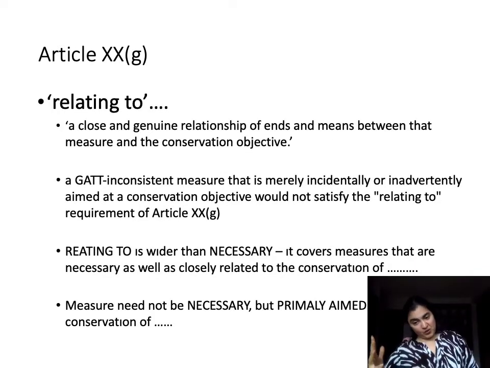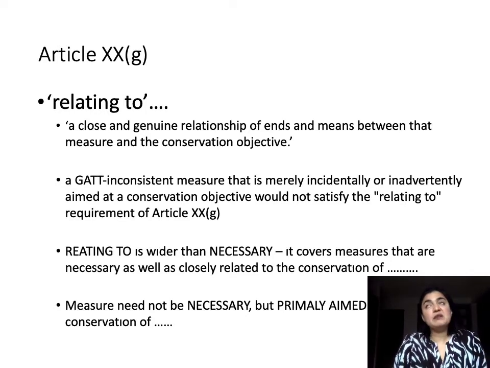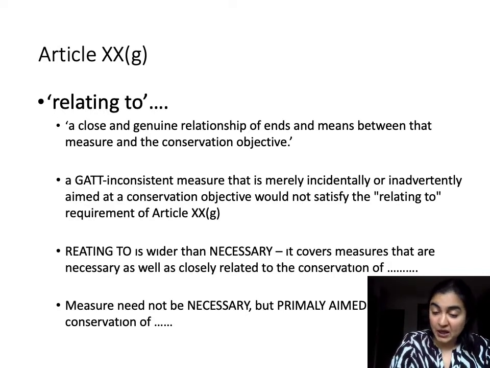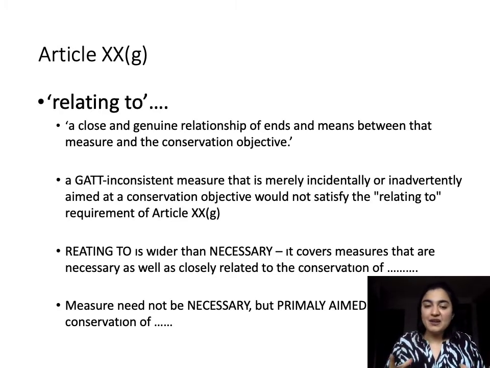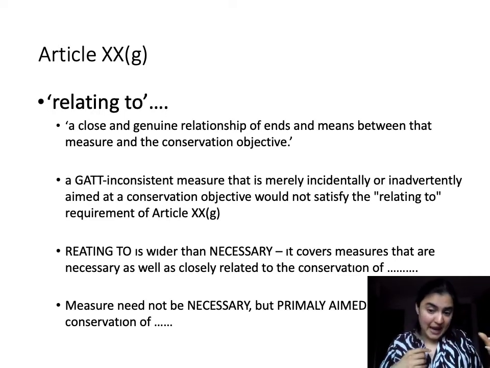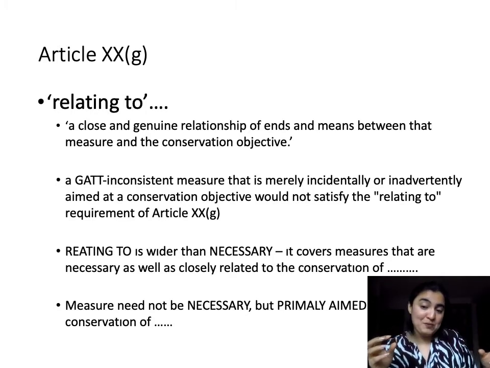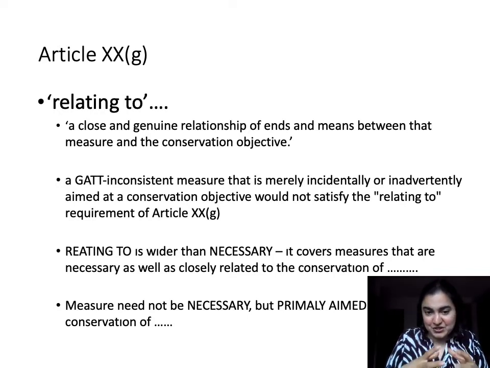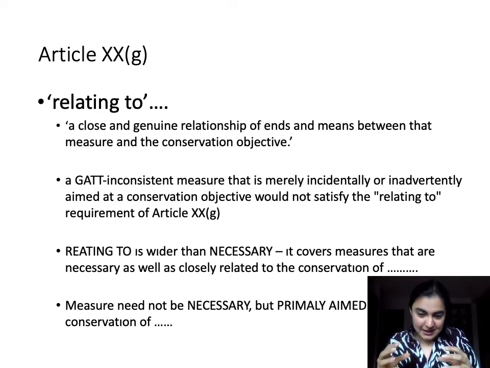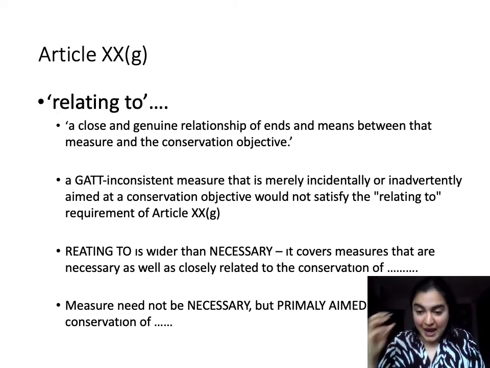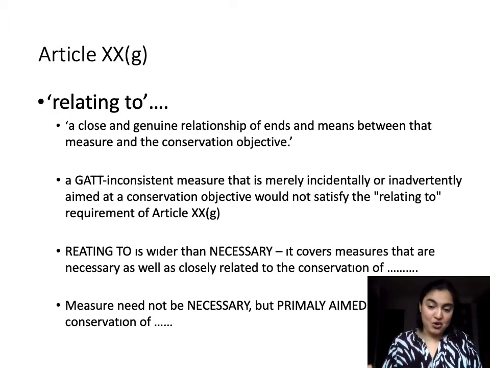Now, the second requirement, the relating to requirement. Here, the requirement is not that of necessity. You don't need the measure to be necessary to achieve the policy objective. You need the measure to be related to the policy objective. What does that mean? Well, the courts have defined relating to as something where you have a close and genuine relationship between the end and the means. The means is the measure and the end is the objective. So there must be some kind of close relationship between the two. The means must be primarily aimed at the protection or conservation of exhaustible natural resources, right? So it must be aimed at the conservation of. It may not be necessary. So the test is broad, right? It is easier to satisfy the relating to requirement.